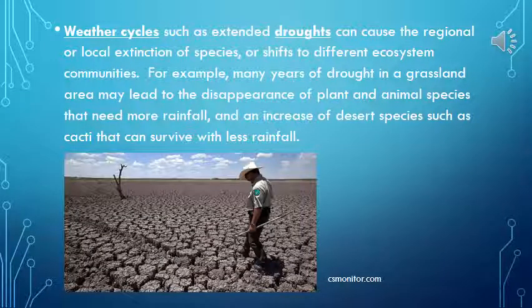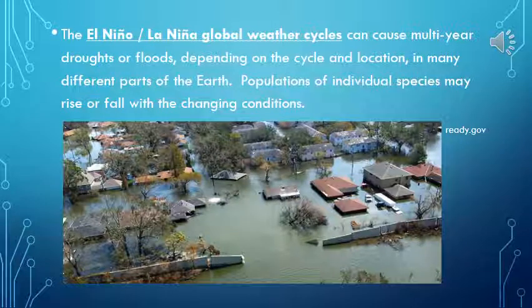Weather cycles such as extended droughts can cause the regional or local extinction of species or shifts to different ecosystem communities. For example, many years of drought in a grassland area may lead to the disappearance of plant and animal species that need more rainfall, and an increase of desert species such as cacti that can survive with less rainfall. The El Niño, La Niña global weather cycles can cause multi-year droughts or floods depending on the cycle and location in many different parts of the Earth. Populations of individual species may rise or fall with the changing conditions.